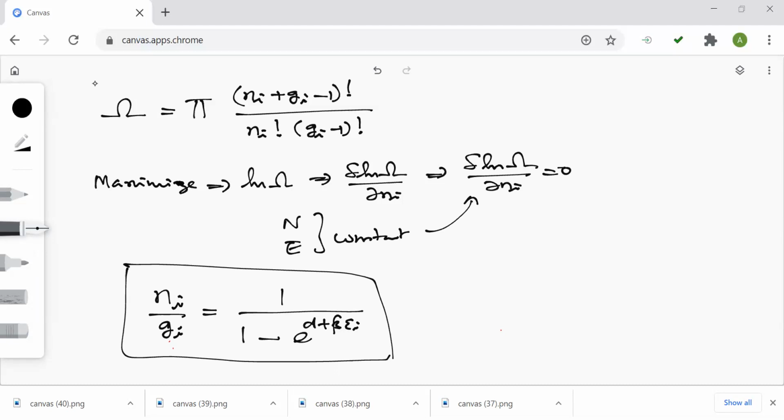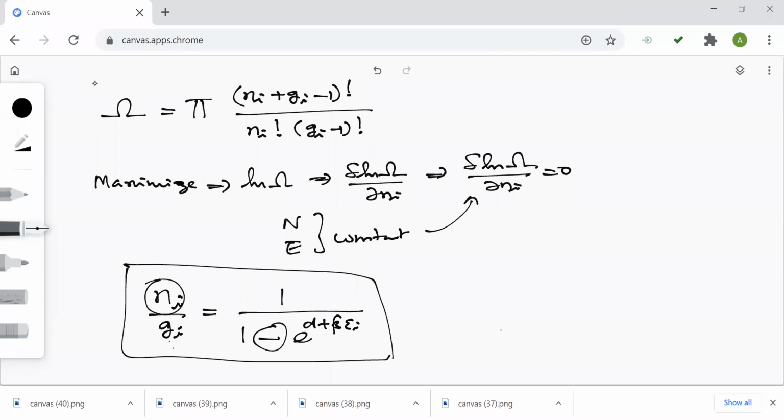Hello? Yes, sir. See, what is the difference between Fermi-Dirac and Bose-Einstein based on this formula? What difference can you see? Yes, minus and plus. Here we have the minus sign. So this is the expression for Bose-Einstein statistics. Using this formula, you can calculate the number of particles.